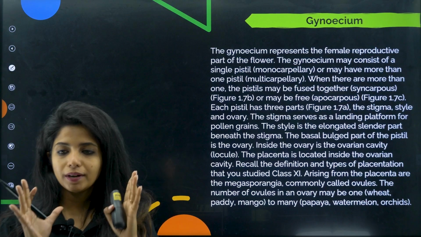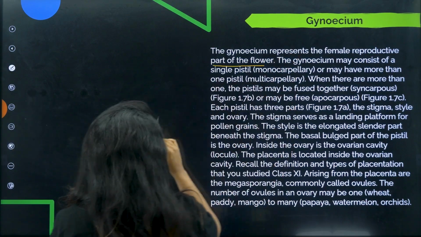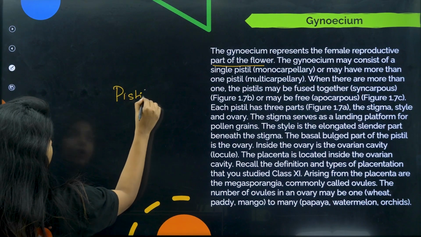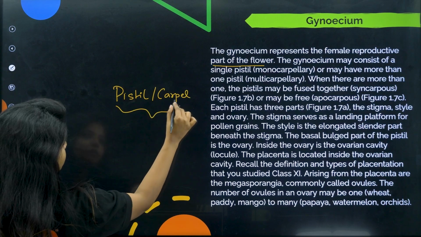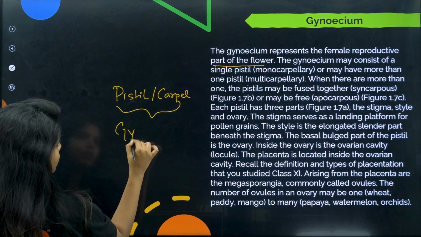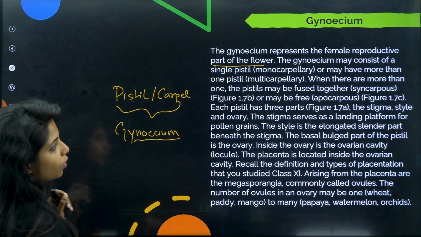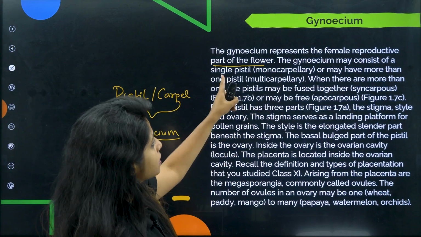The gynoecium represents the female reproductive part of the plant. Basically, what do you say as pistil, or carpel? In scientific terms, you have a good name for it. You call it gynoecium. Now, gynoecium may consist of a single pistil.